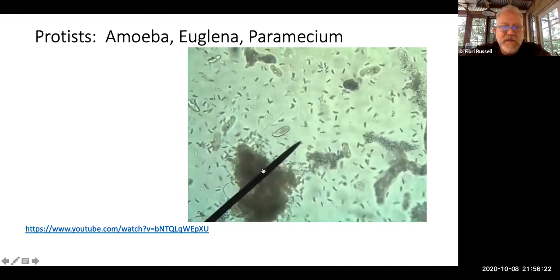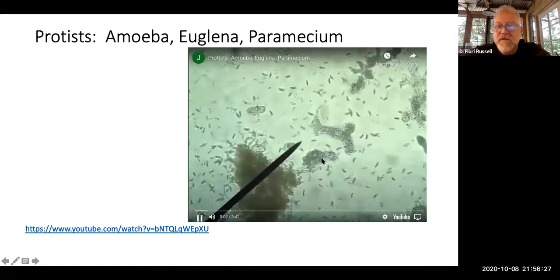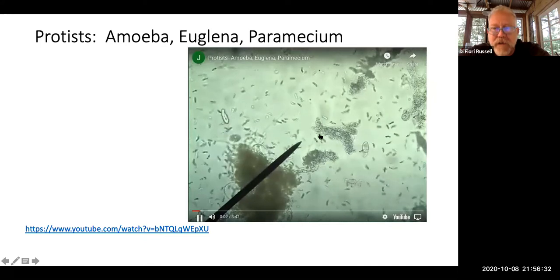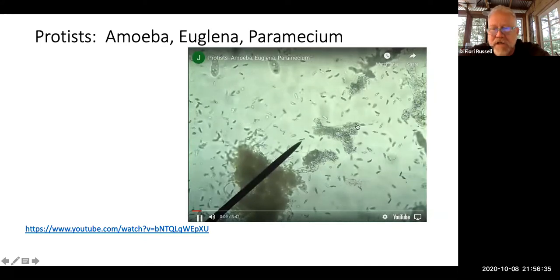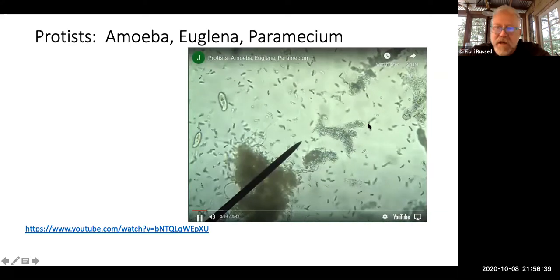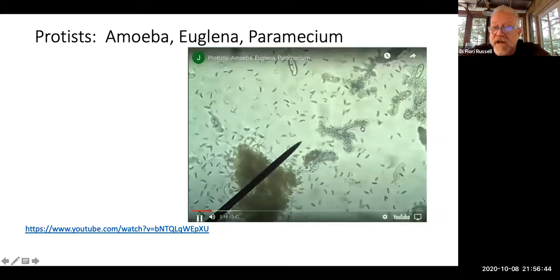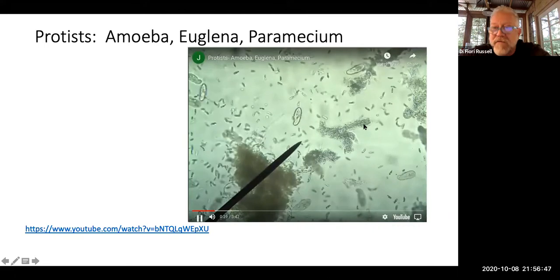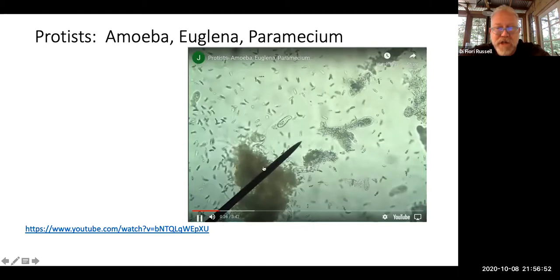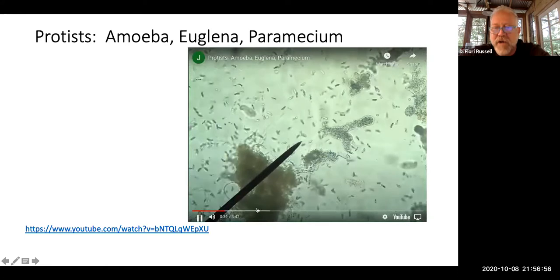So let's take a look at this video, and you'll see the motion of three different groups here. First of all, these larger blobs that are kind of dark gray, if you look here, you'll see the pseudopod extending out. That's an amoeba doing its amoeboid motion. If you don't see this happening somewhere on the individual, you may find a blob down here and think, oh, look, there's a giant dark amoeba. But in fact, that's not. That's detritus. That's just broken up organic material.